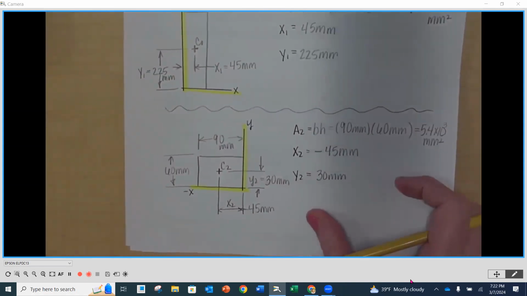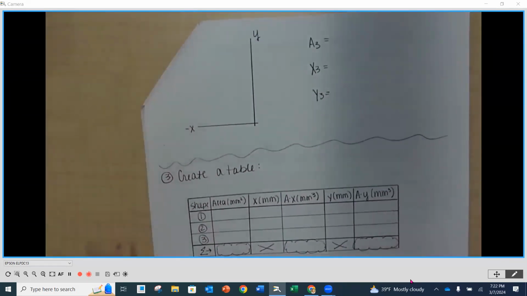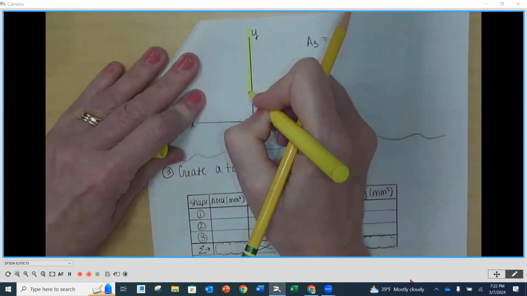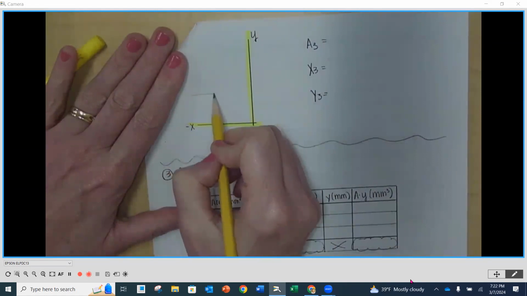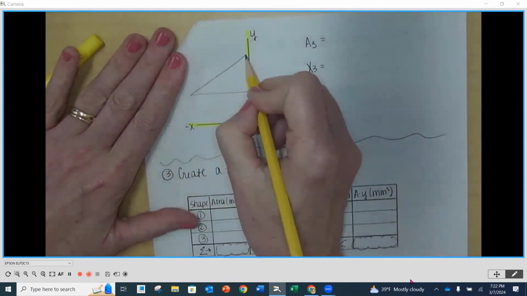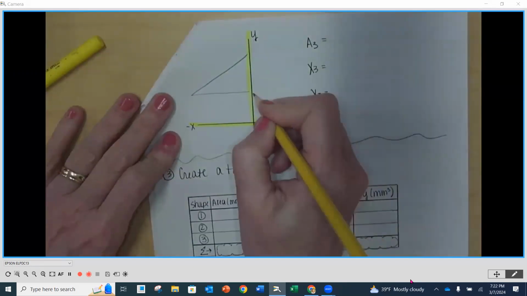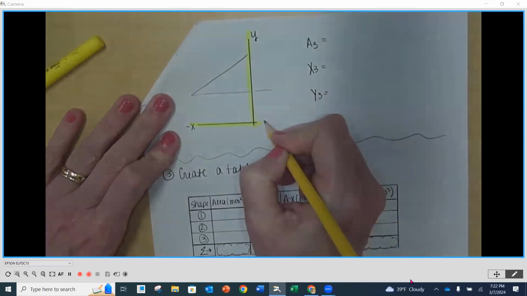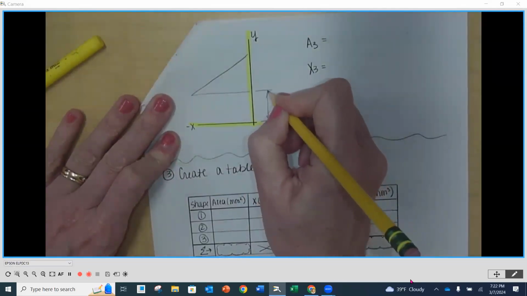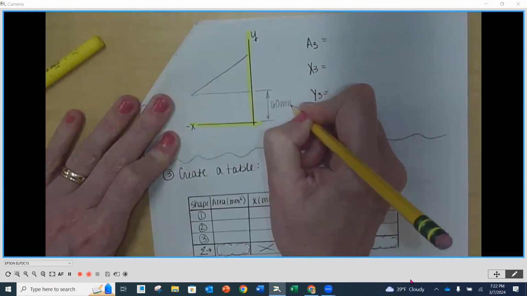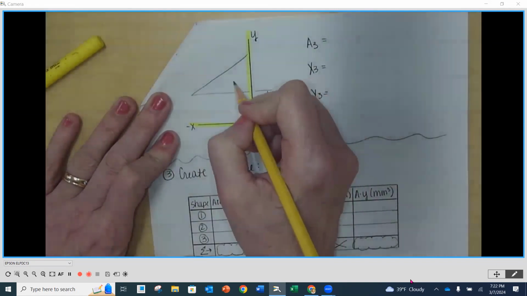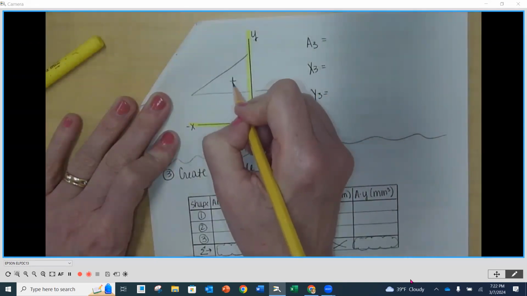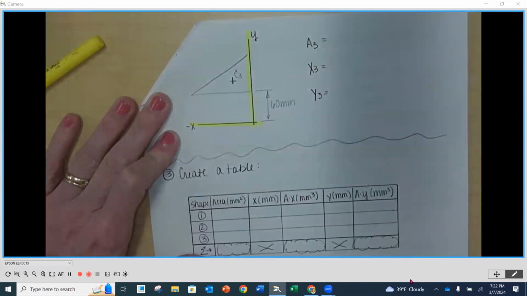Okay, so we've got one more shape. We've got our triangle, right? So we're going to draw that now. Here's our reference axis again. It's on the left-hand side. So our triangle is going to look like this on that left-hand side. We know that it doesn't start until the top of that rectangle that we just drew, which was 60 millimeters high. And then our centroid here is going to be something kind of like that. So this is going to be C3.